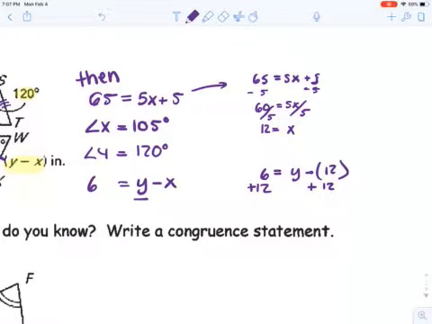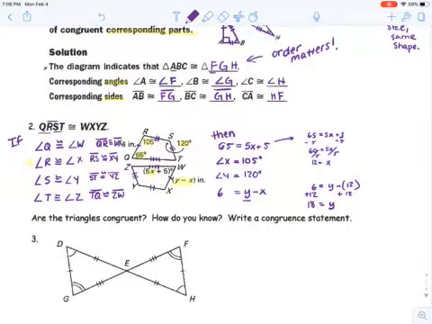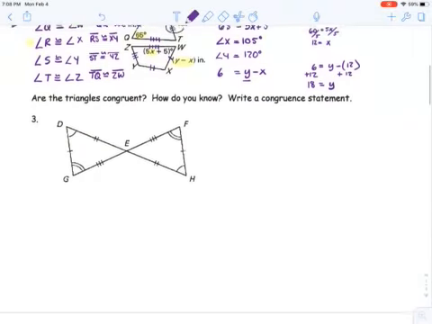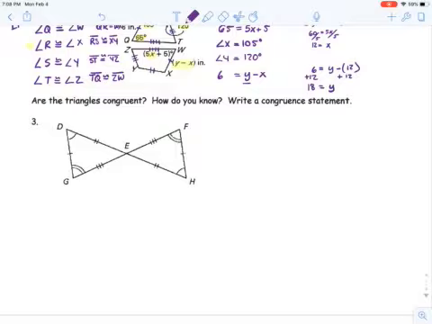12 on both sides. And so y equals 18. So this is an example of how you can use congruent figures to solve problems. Last example on this page, and then we'll stop this video and start back up on the next page.